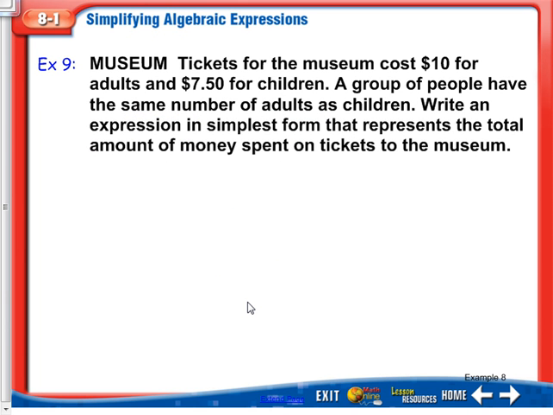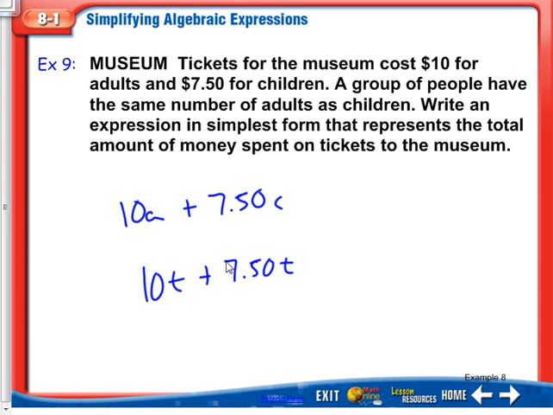Tickets for the museum cost $10 for adults. So if I was going to write that, it would be 10A plus $7.50 for children. A group of people have the same number of adults as children. So write an expression in simplest form that represents the total amount of money spent on tickets to the museum. So again, I can just say 10t plus 7.50t, and we can add that up to be 17.50t, and this would be my final expression there to represent how much money we're going to pay to get into the museum.